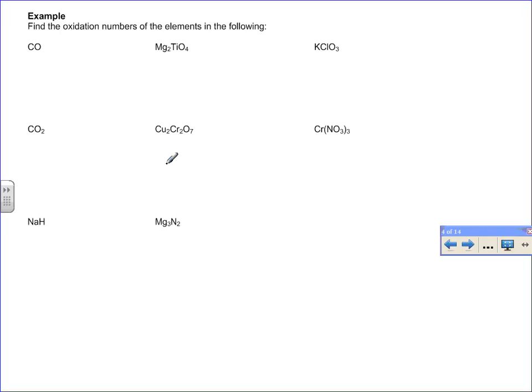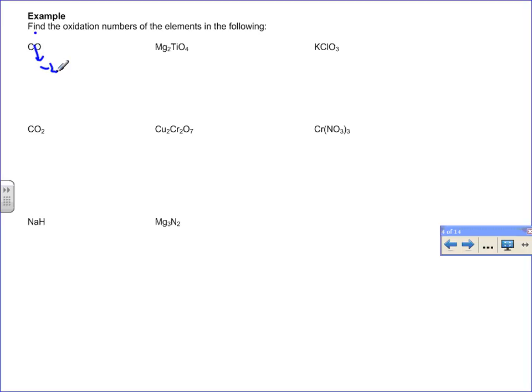We've got CO, so carbon monoxide. When we look through the rules, the first rule that applies is that oxygen has an oxidation number of -2. Okay? And this is as expected. For oxygen, it's always -2, and that's what you would expect in an ionic compound. If you thought about oxygen with its 6 valence electrons gaining 2 electrons, it makes sense.